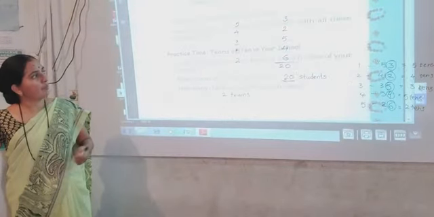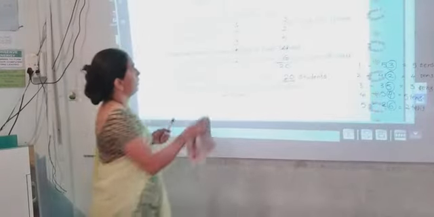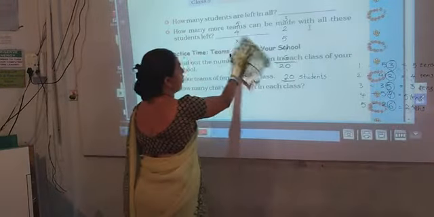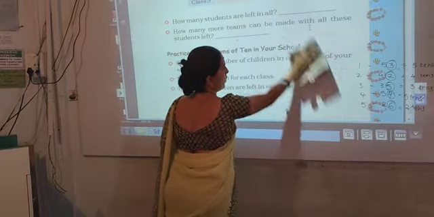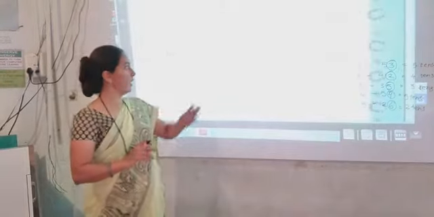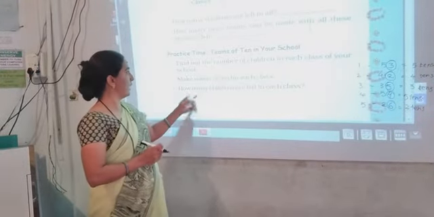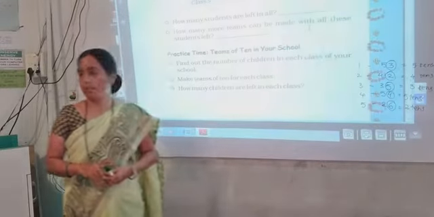Now practice time. Teams of 10 in your school. You have to find out the number of your class students in the school, how many students are there. Then again you have to make their teams like this and make teams of 10 for each class. How many children are left in each class, you have to find out. Okay.